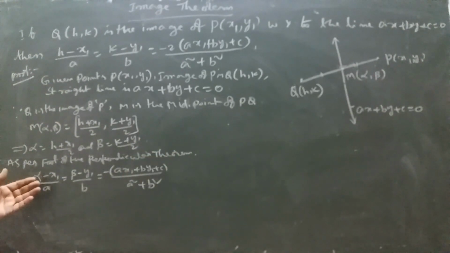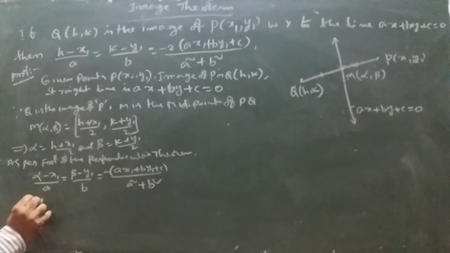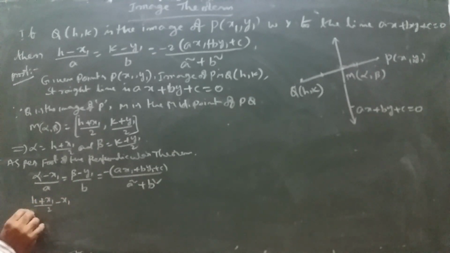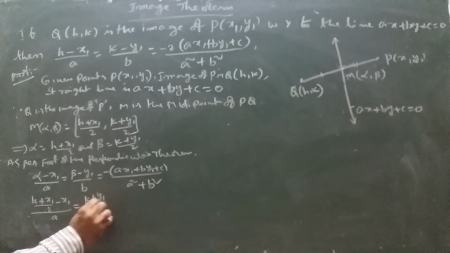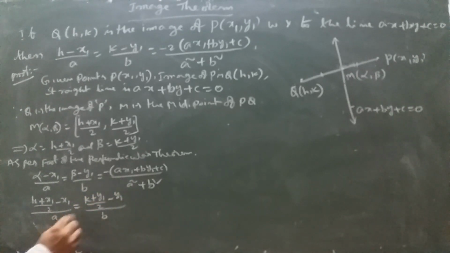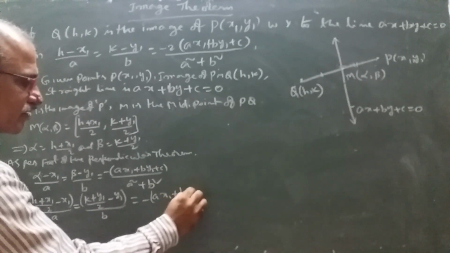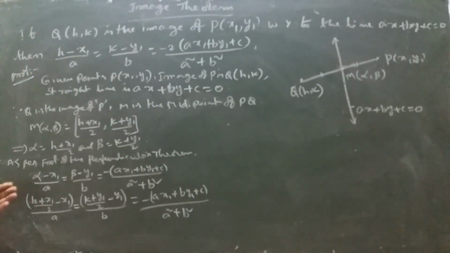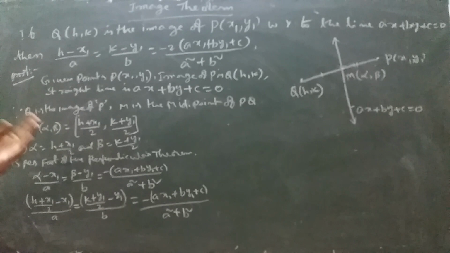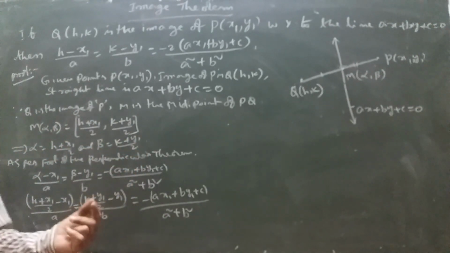By substituting the values of alpha and beta, instead of alpha we can write ((h + x1)/2 - x1)/a, and for beta, ((k + y1)/2 - y1)/b, equal to -(ax1 + by1 + c)/(a^2 + b^2). Here instead of alpha and beta we put the coordinates of the foot of the perpendicular M of P, where the x coordinate is (h + x1)/2 and the y coordinate is (k + y1)/2.